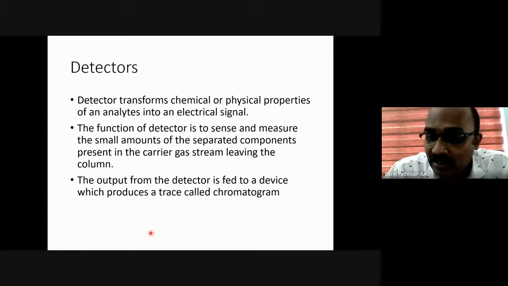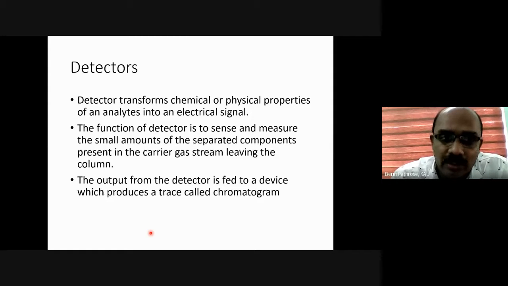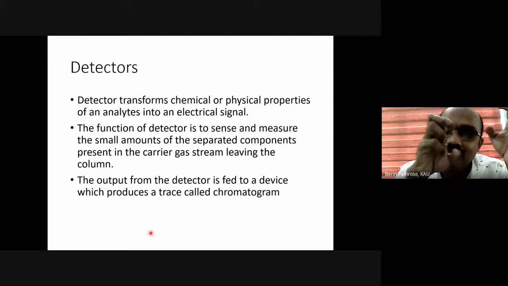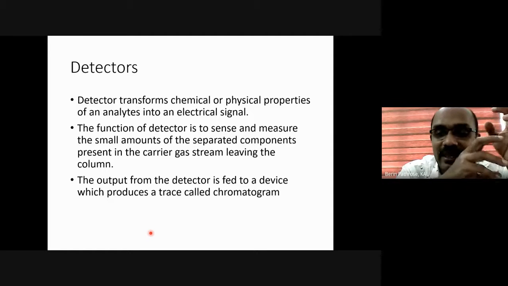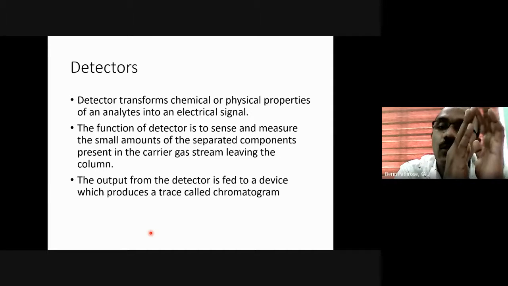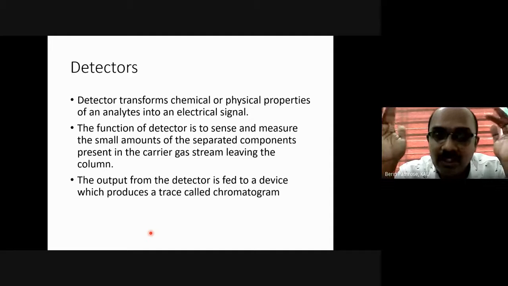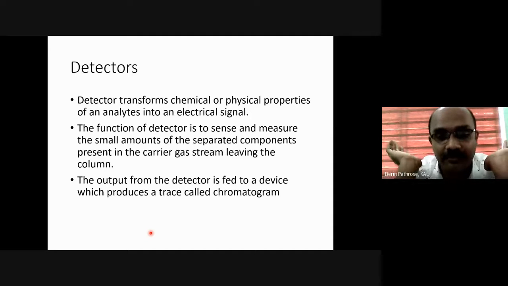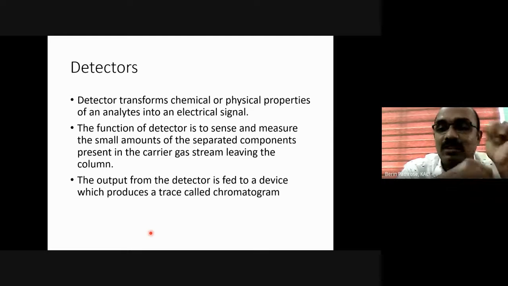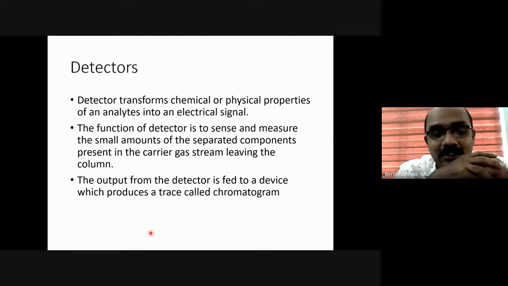Coming to the next, that is the detector. So we have completed carrier gas, injector, column, detector. So what is the purpose of the detector? By the time the sample reaches the end of the column, the compound will get separated out into individual components. Agreed. But the compounds coming out, I will give an example.